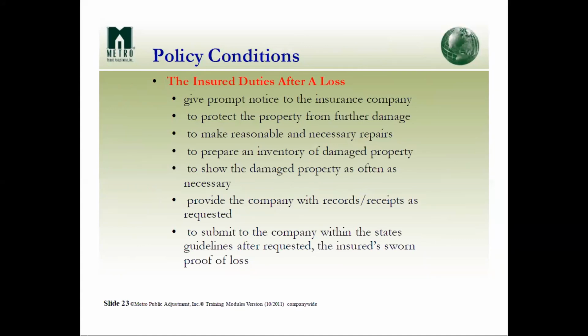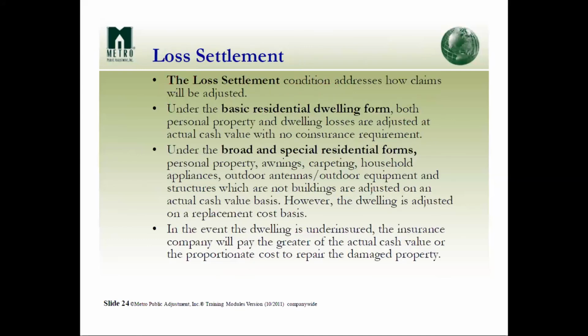To provide the insurance company with records and receipts as requested. Whenever we provide a contents list or we have a contractor that has worked on a property, we always need to be able to provide the receipt to identify that work as having been done. And then also, to submit to the company within the state's guidelines after requested, a proof of loss. And oftentimes we will produce that and have the client sign it.